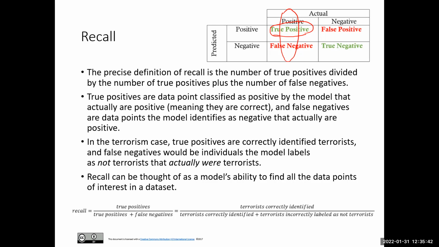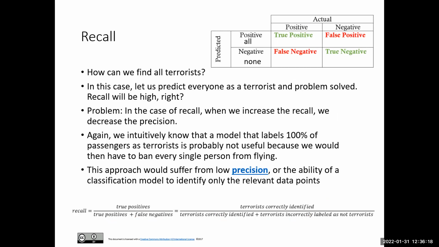Okay. So recall can be thought of as the model's ability to find all data points of interest in a data set. And you can see here in this equation, we have recall, true positives, divided by true positives plus false negatives. So it's terrorists correctly identified, divided by terrorists correctly identified and terrorists incorrectly labeled as not terrorists. Okay, so that's the recall. Any questions? Making sense? Okay.